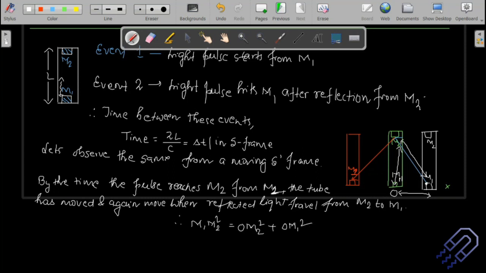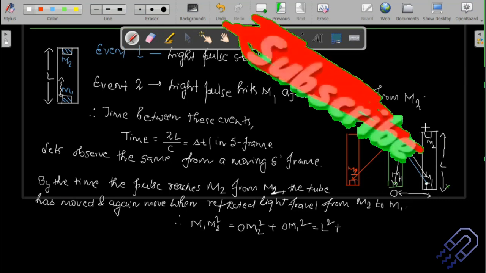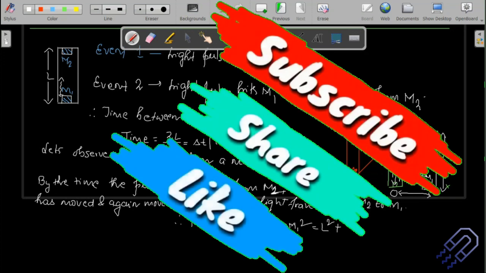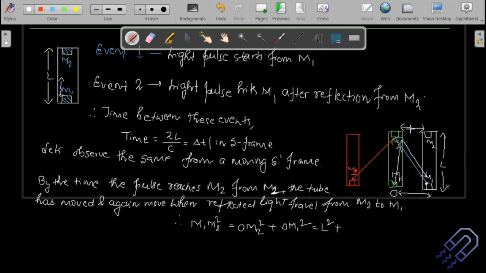Even if you don't do it, still you can find out the answer. It's very easy. It is basically OM2 square, which is nothing but the length, L square. We already mentioned that the length is L. So I can take this as L square plus OM1 square. OM1 square is nothing but the distance that the tube covers in time t, when it is moving with, let's say, a velocity v.